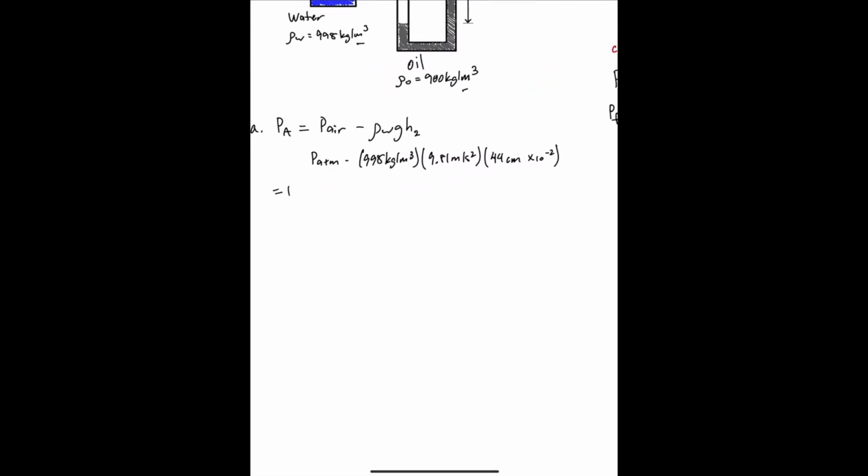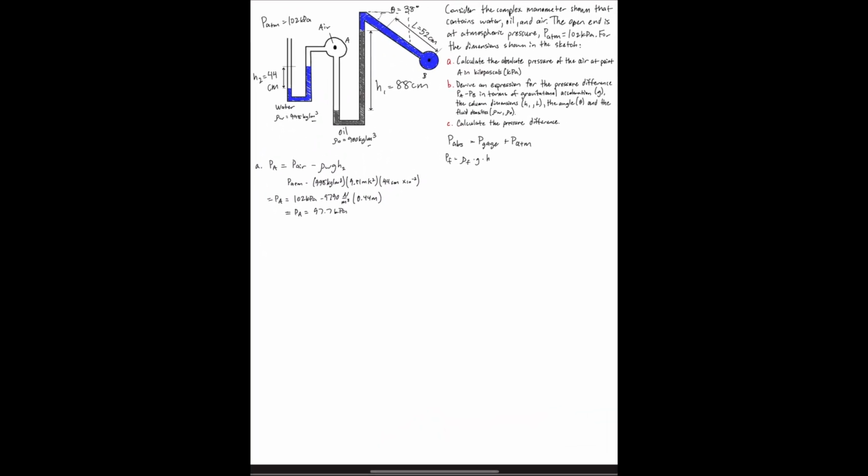So now we can write this as PA equals P atm, and we're told that that is 102 kilopascals, minus 998 kilograms per meter cubed times 9.81 meters per second squared, and that just is 9,790 newtons per meter cubed, times 0.44 meters is our height, and this means that PA is going to be 97.7 kPa. So that is the absolute pressure of our chamber of air in kilopascals.